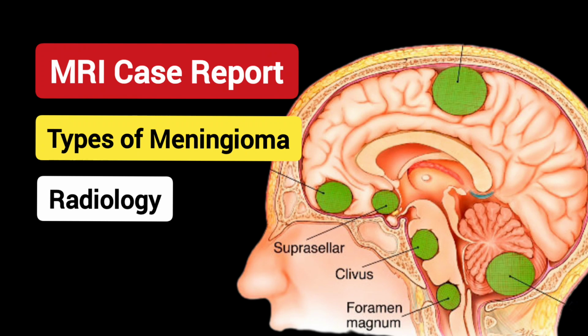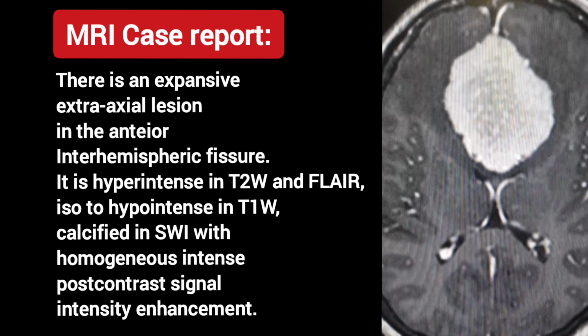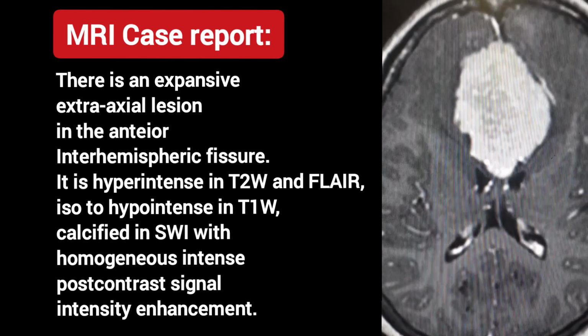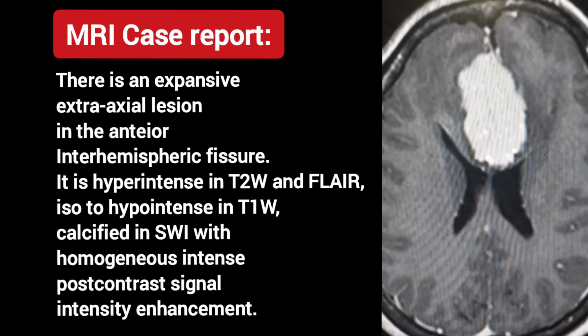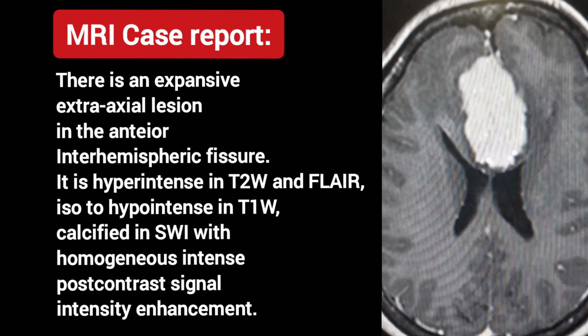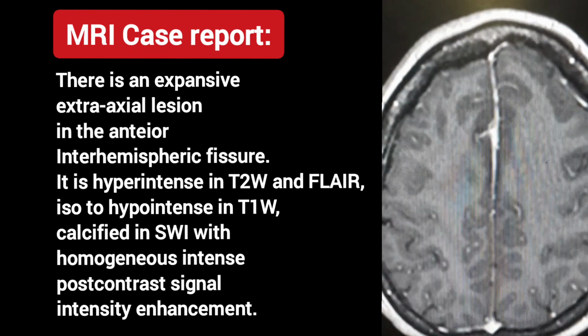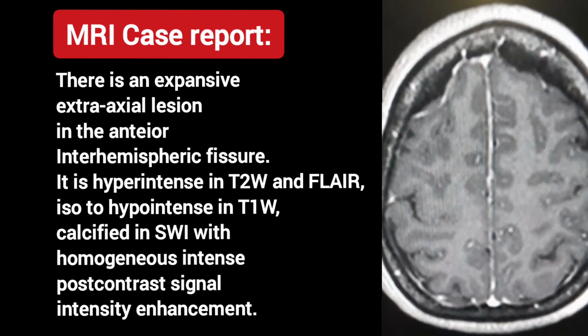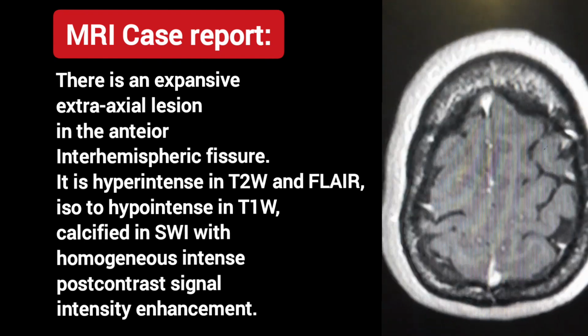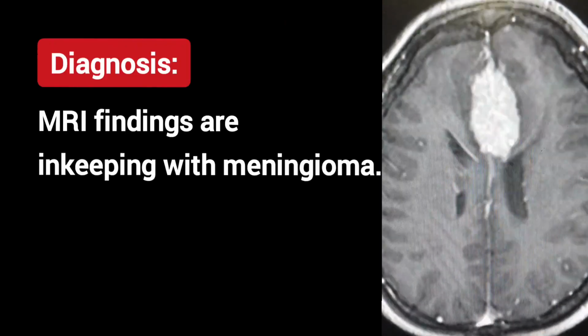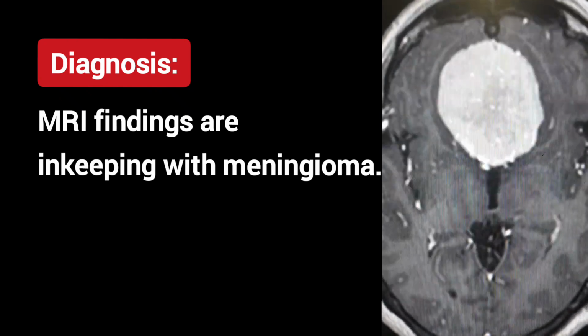MRI case report. There is an expansive extra-axial lesion in the anterior interhemispheric fissure. It is hyperintense in T2-weighted MRI and FLAIR, iso to hypointense in T1-weighted MRI, calcified in SWI, with intense homogeneous post-contrast enhancement. MRI findings are in keeping with meningioma.